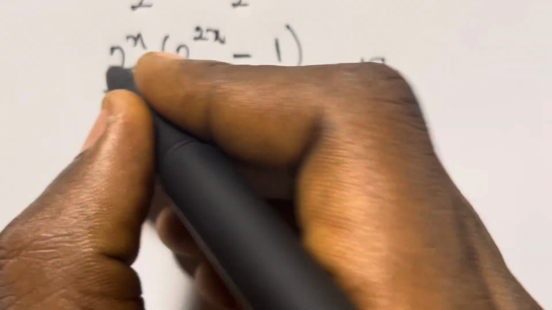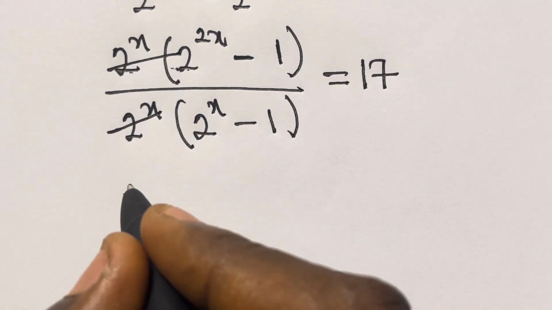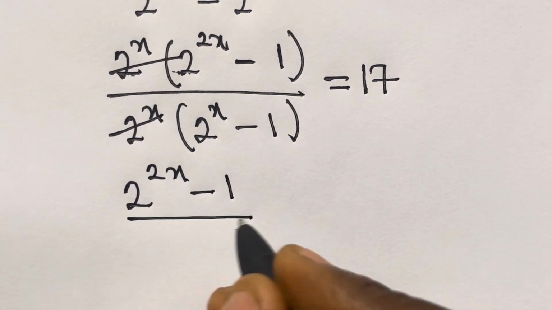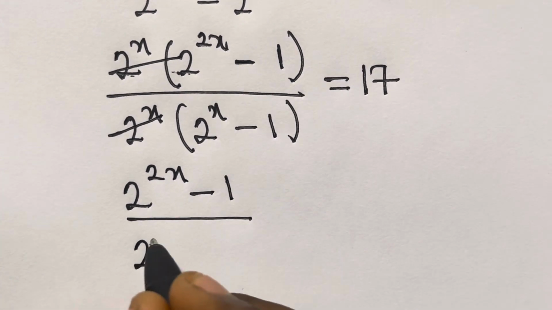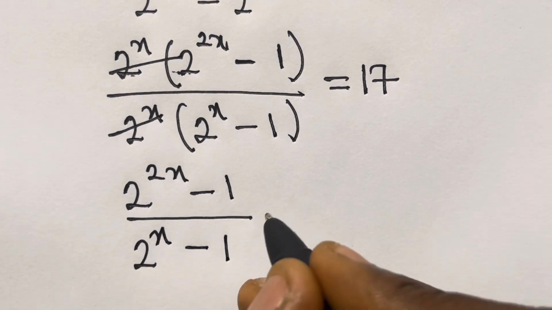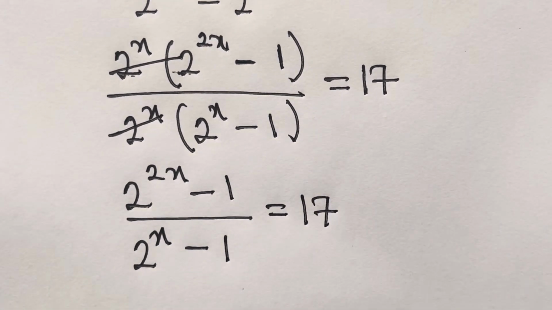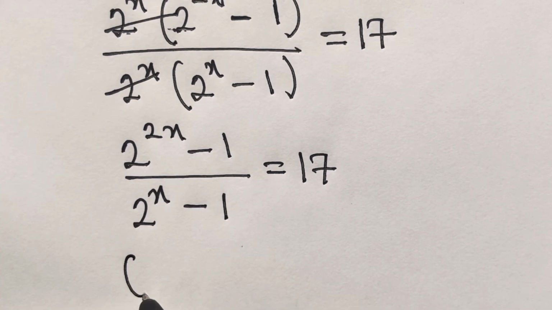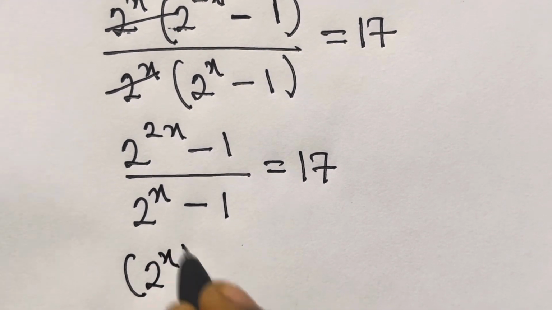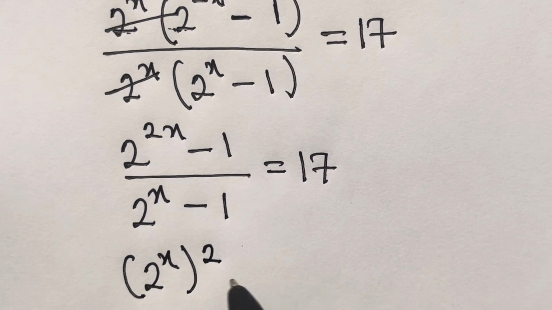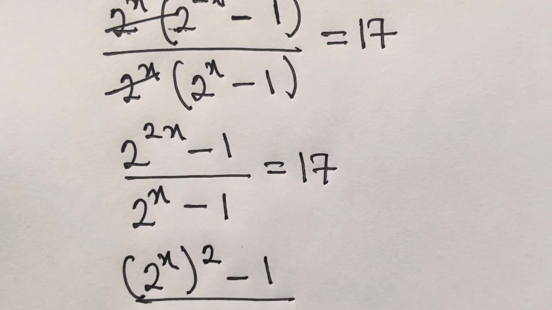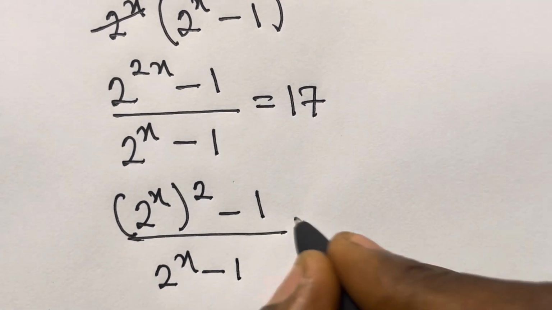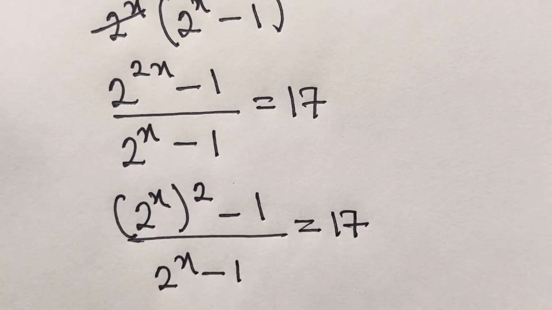Now we observe that this will cancel out this. So we have 2 raised to power 2x minus 1 divided by 2 raised to power x minus 1 equals 17. This can be transformed into 2 raised to power x, raised to power 2, minus 1, divided by 2 raised to power x minus 1 equals 17.